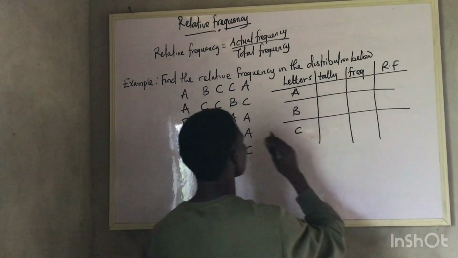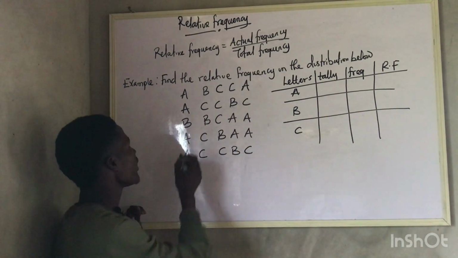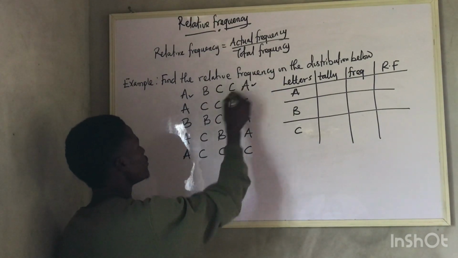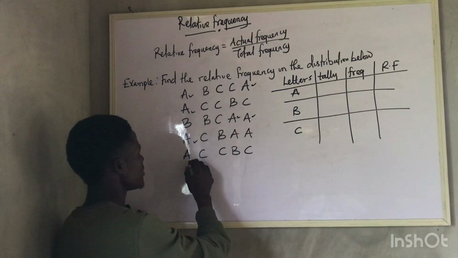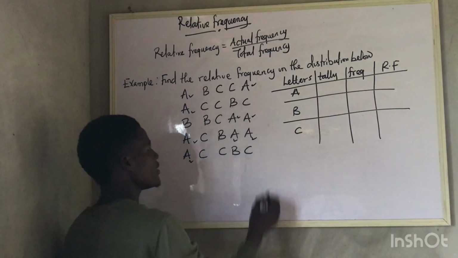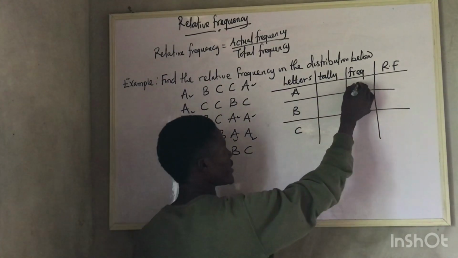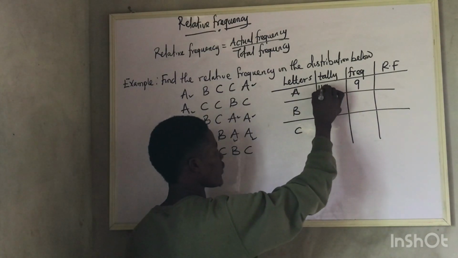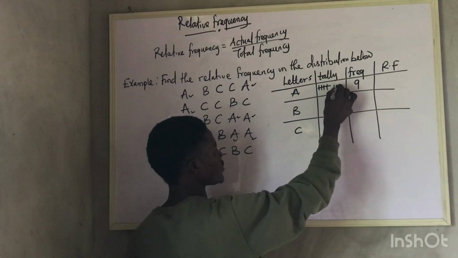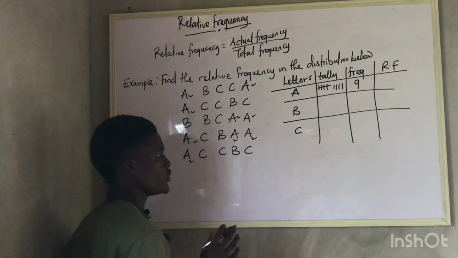Doing this, your A, how many times did your A occur here? We have 1, 2, 3, 4, 5, 6, 7, 8, and 9. So that means my A is 9. So the frequency here is 9. So the tally will be 1, 2, 3, 4, 5, 1, 2, 3, 4. So that is how you do your tally.